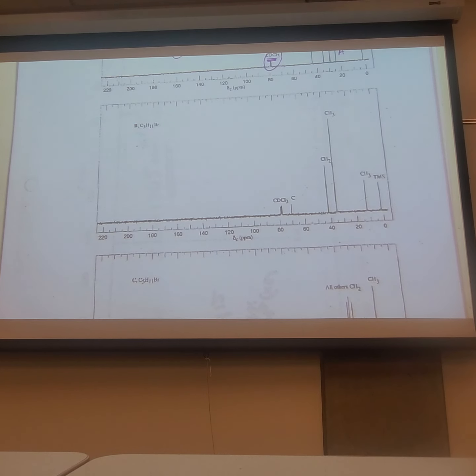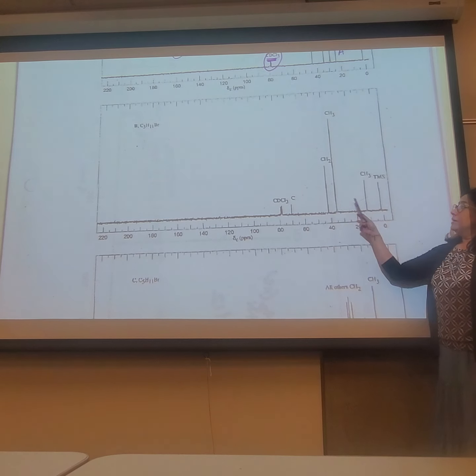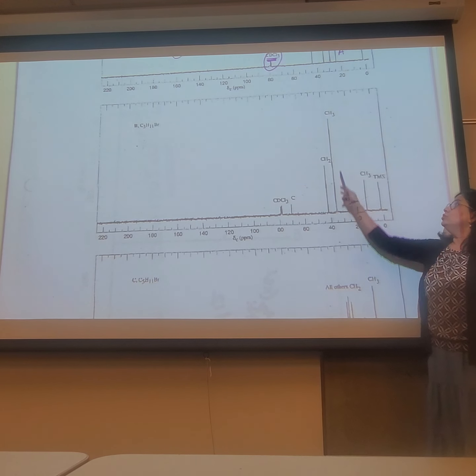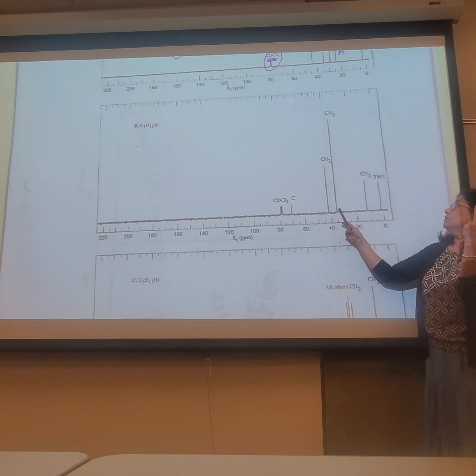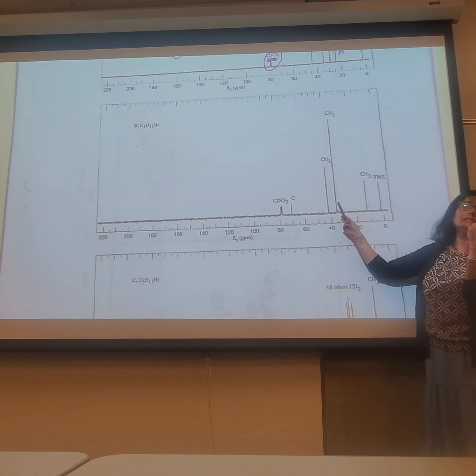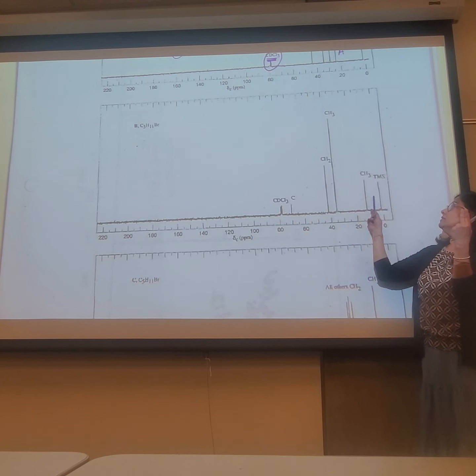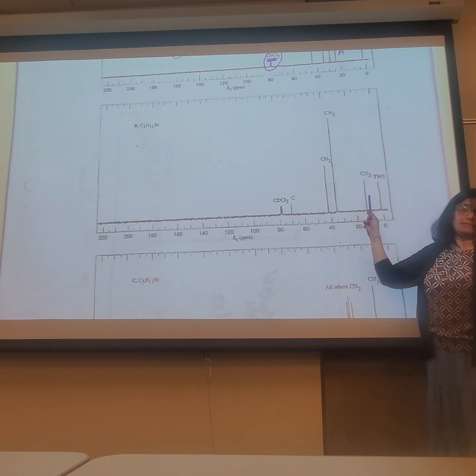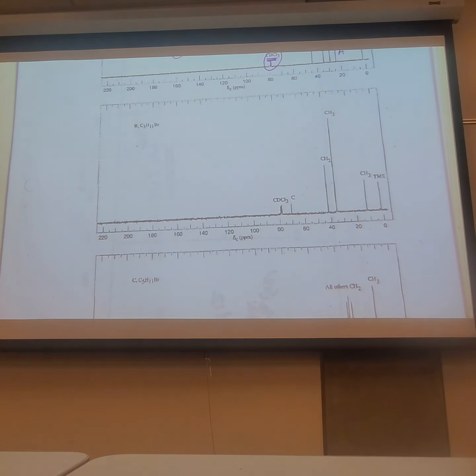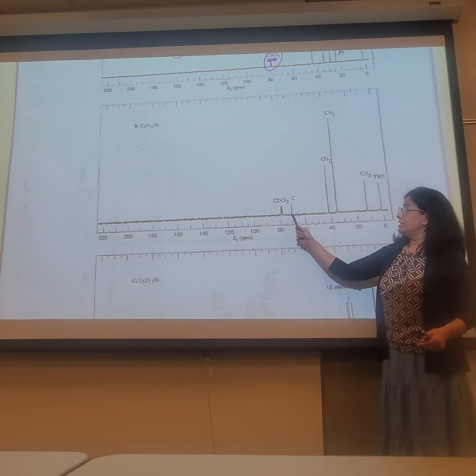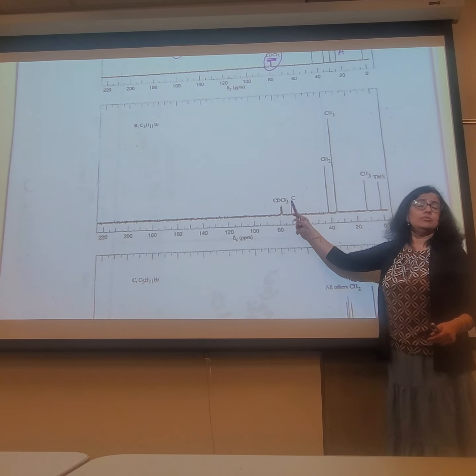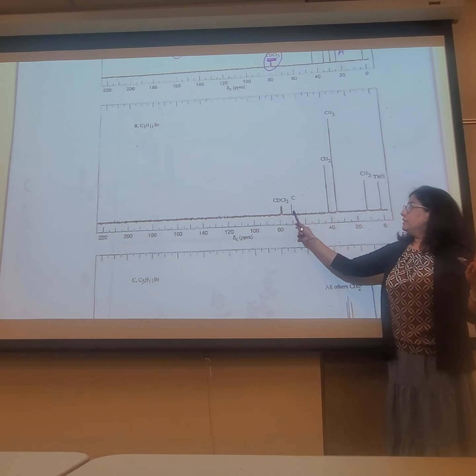Notice there are two different kinds of methyls. Two of the methyls are identical, but the third is completely different. So we have to come up with two identical methyls, one separate methyl, and then a CH2 and a quaternary carbon. Notice there is a carbon with no hydrogens on it, a quaternary carbon right there.